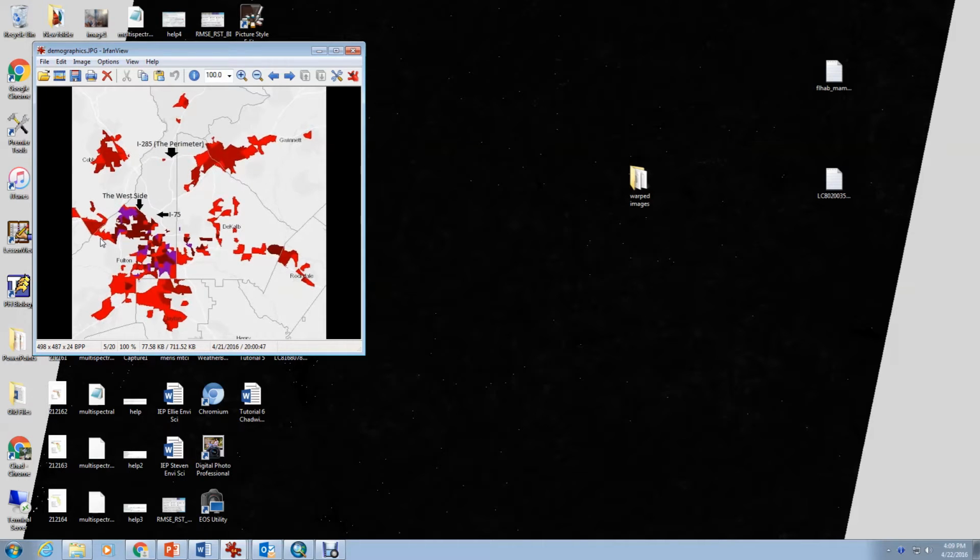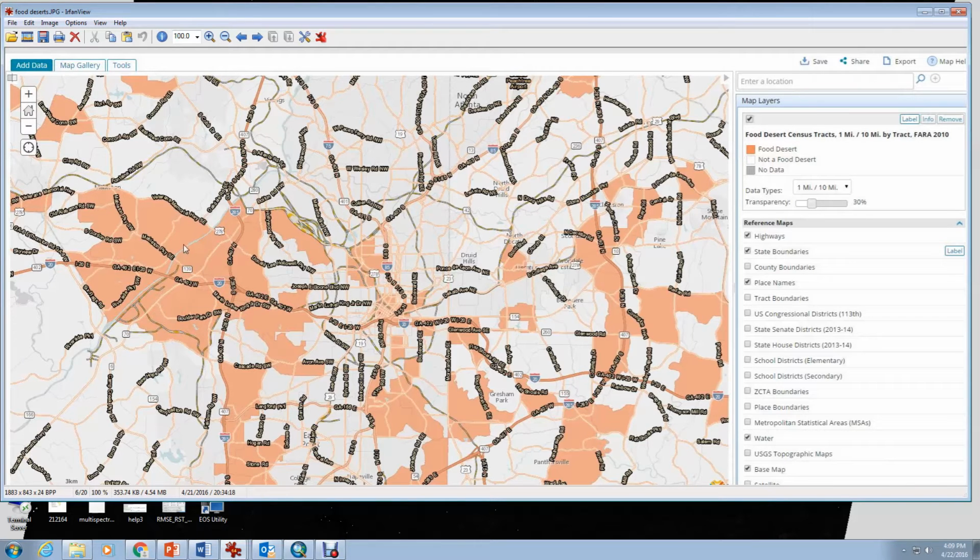Areas of bright red have an income of 30% below the state average income. The dark red areas are the second poorest in the state, and the purple areas are the poorest in the state. If we look here, we've got a picture of food deserts in the west side. Here's 75 again, 285, and 20.